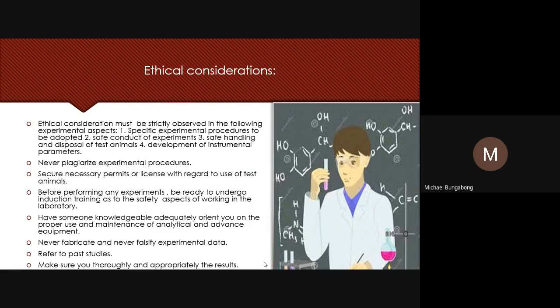Number one, specific experimental procedure to be adopted. Number two is safe conduct of experiment. Three, safe handling and disposal of test animals. Number four, development of instrumental parameters.